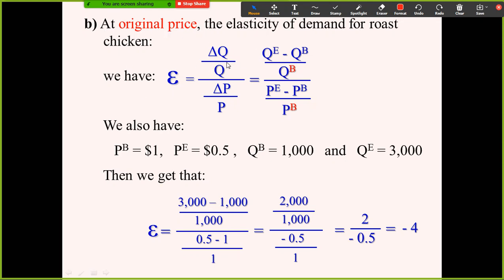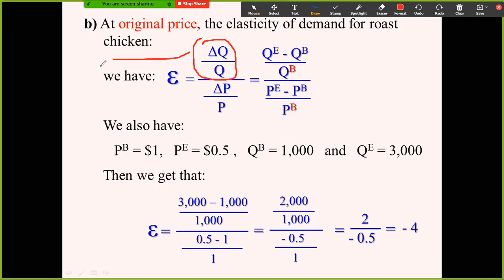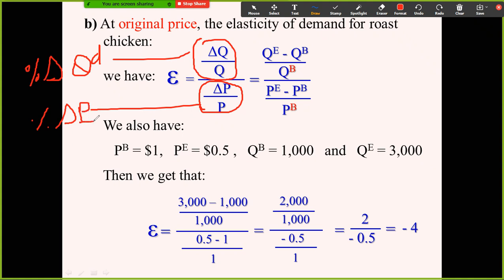Okay, look at this one. I'm not writing because I don't have space for that. This is percentage change. This one, percentage change of the quantity demanded. This one, percentage change of price. That's why elasticity equals percentage change in quantity demanded divided by percentage change in price.